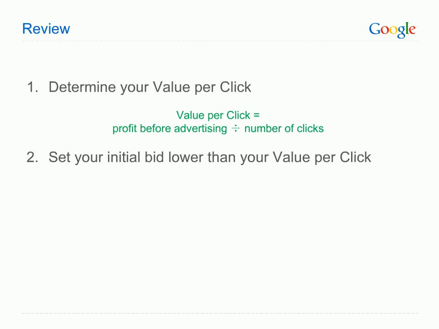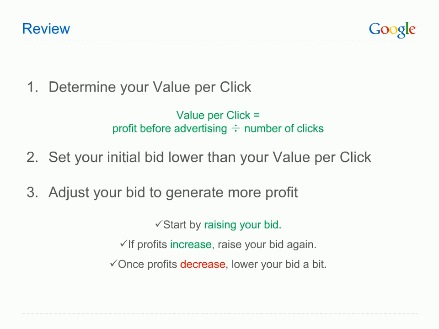2. Set your initial bid to a value below your value per click. And 3. Adjust your bid until you find the point that generates the highest profits. Remember, the general rule is to wait for at least 20 new conversions before testing a new bid. You should continue raising your Max CPC bid so long as doing so increases your profits.